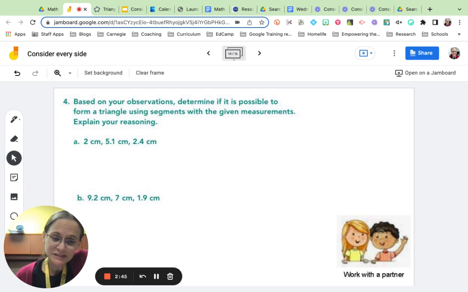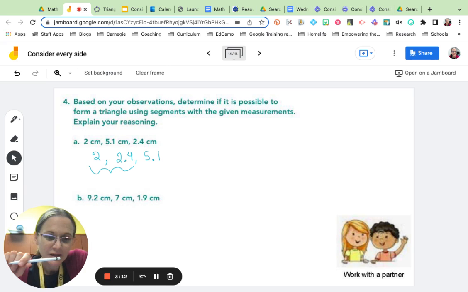Now, before you get started, I want to save you a little bit of time. This is a much easier task if you order your side lengths from shortest to longest. What I mean is this. For this one, I should have 2, 2.4, and then 5.1. That tells me that I should add these and compare the sum to the third number. Putting your sides in order will make this a much easier task. So that's your first step. Order your side lengths, sum the two shortest, compare the sum to the third.